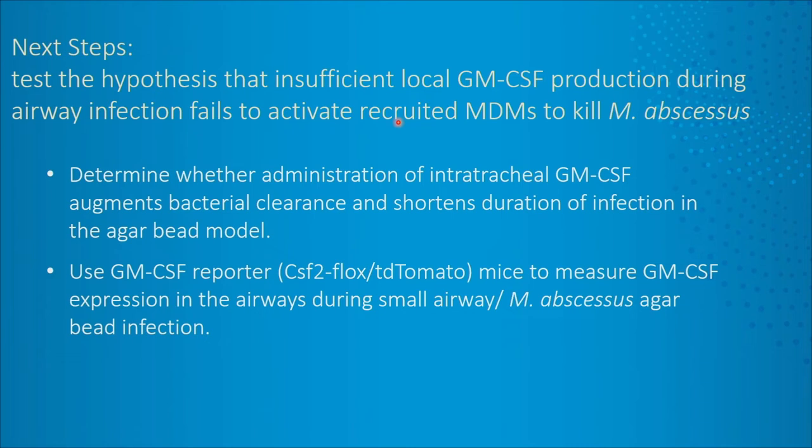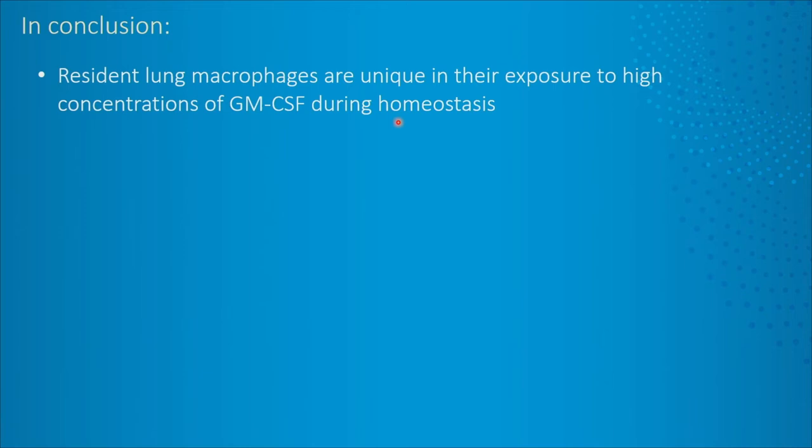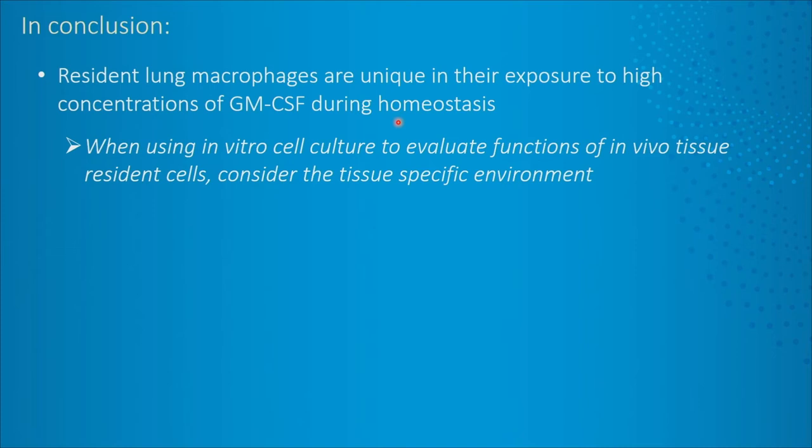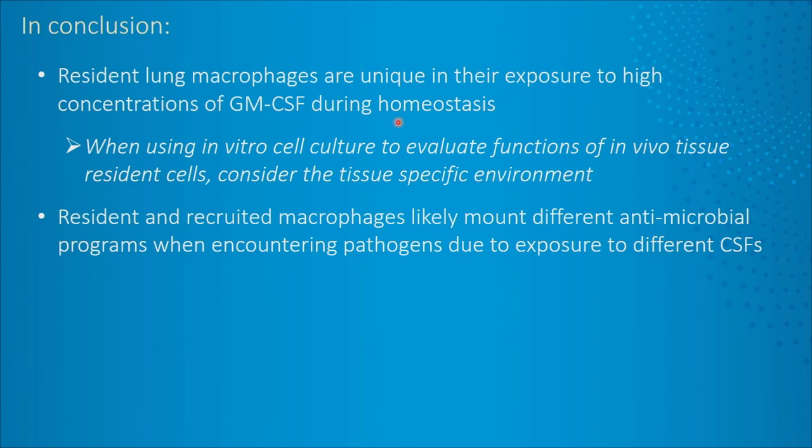All right, I know I've gone over, but in conclusion, I want to leave you with a few thoughts. Resident lung macrophages are unique in their exposure to high concentrations of GM-CSF during homeostasis. And when you're using in vitro cell culture to evaluate functions of in vivo tissue-resident cells, consider the tissue-specific environment, because testing in vitro might not approximate what's actually happening in vivo. Resident and recruited macrophages likely mount differential antimicrobial programs when encountering pathogens due to their exposure to different CSFs.